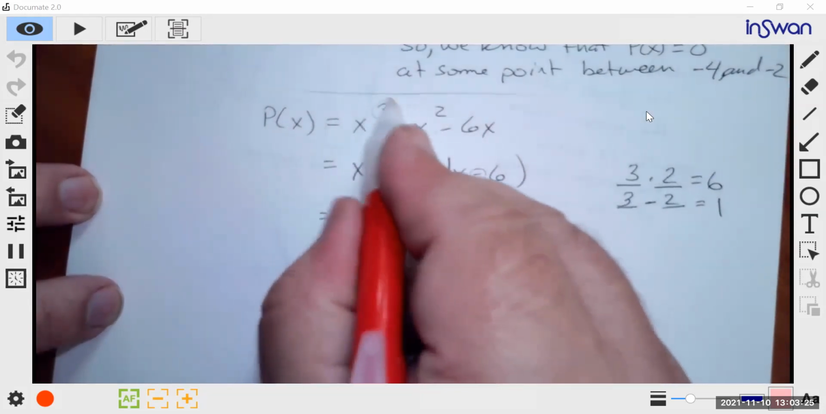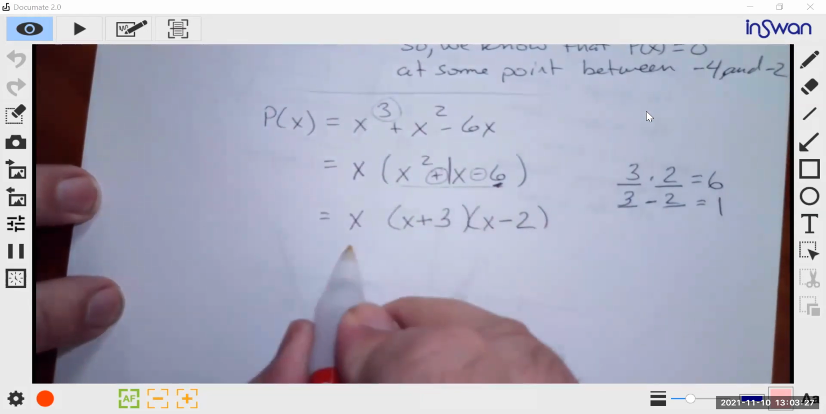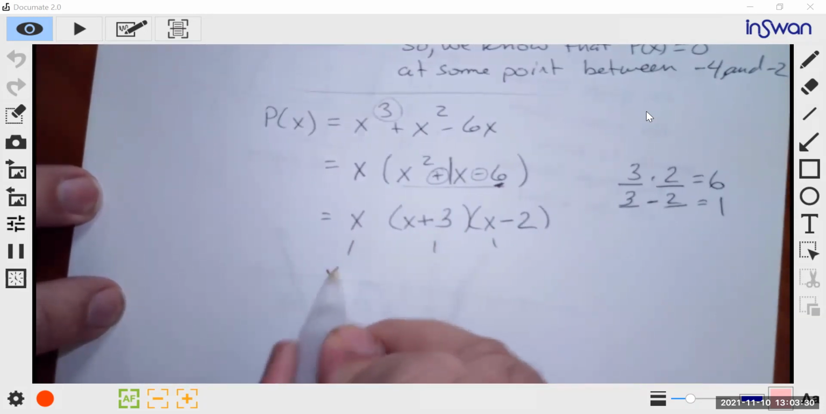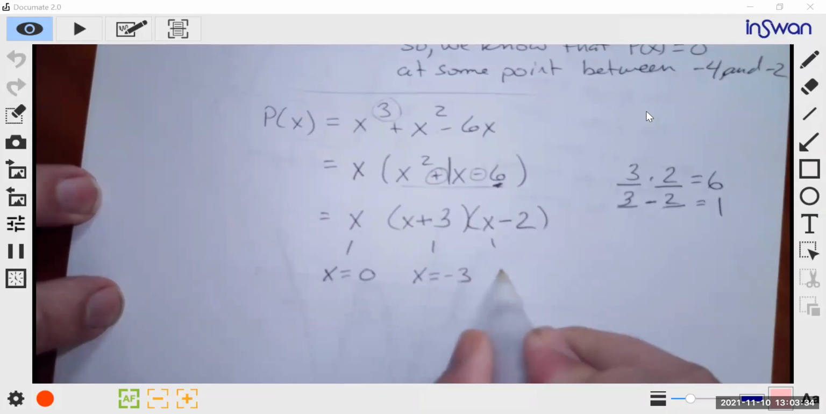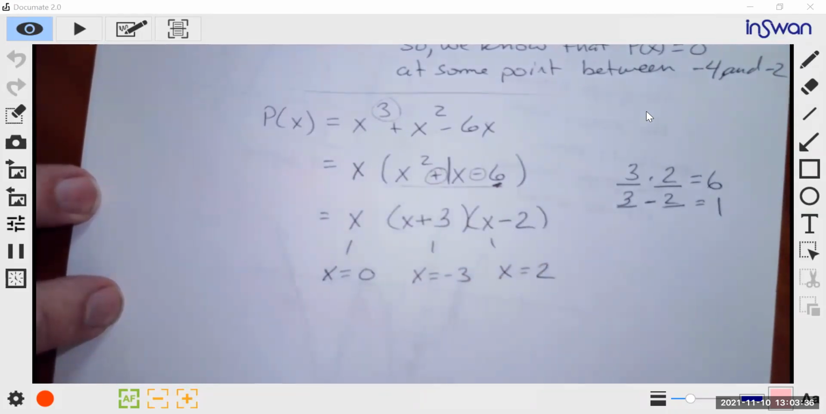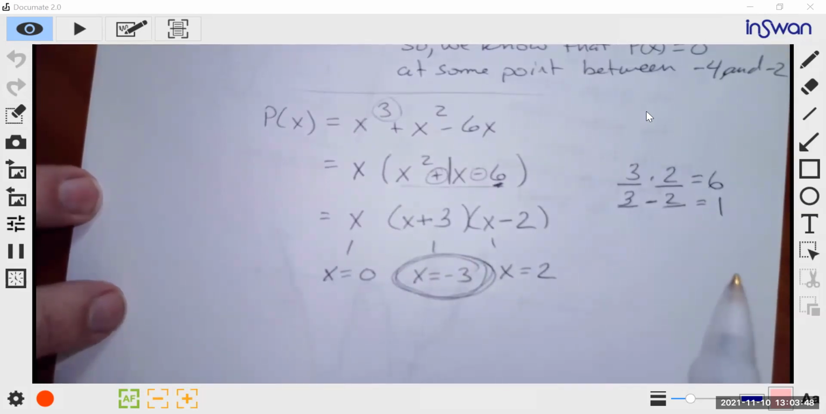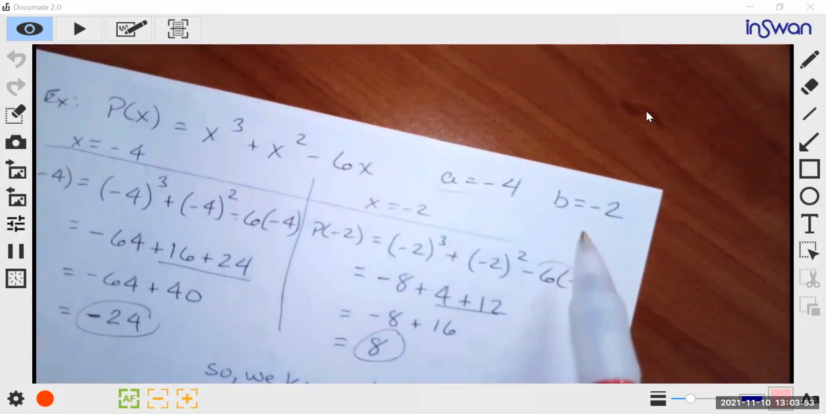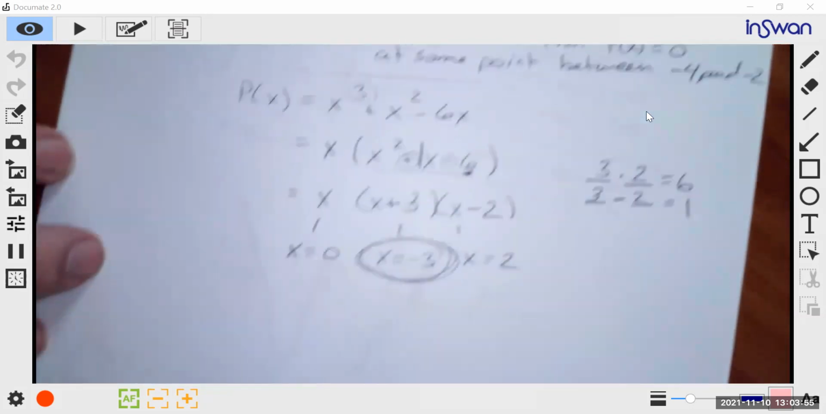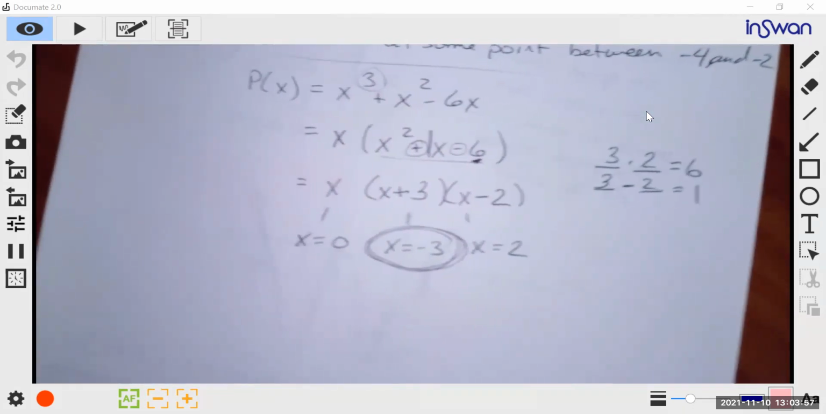So remember, it's a third order equation. We have 3 factors. Solve them for 0. We get x equals 0, x equals -3, and x equals 2. We knew about this one, because isn't -3 between -4 and -2? So that's what the intermediate value theorem is telling us.